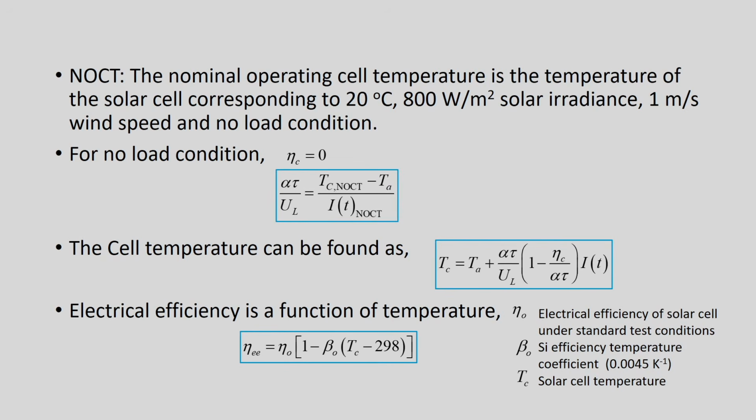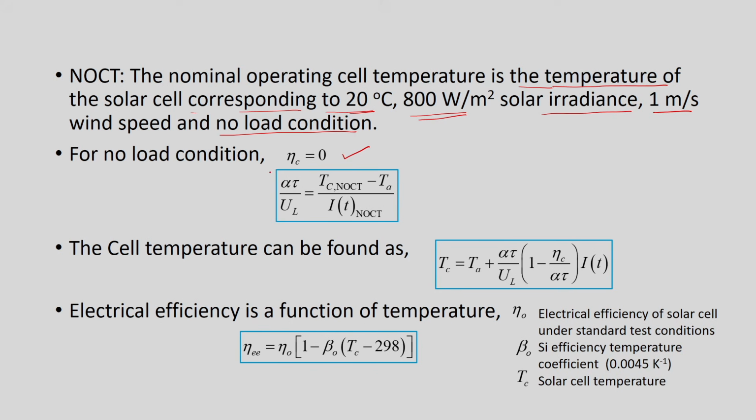Also, we will introduce one term called NOCT. In the back side of the PV module, normally you can see this NOCT is written, that is normal operating cell temperature, which is nothing but the temperature of the solar cell corresponding to 20 degrees C and 800 watt per meter square solar irradiance, and wind speed of 1 meter per second under no load condition. Okay. So for no load condition, eta c will be 0, no electrical conversion will be there.